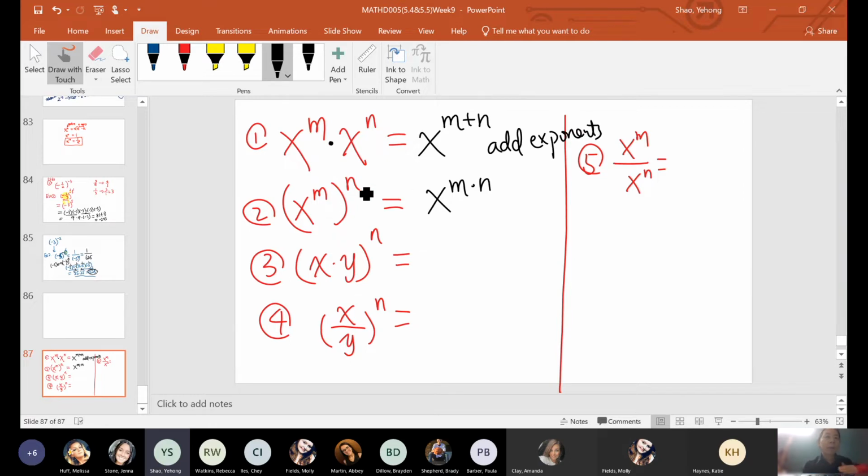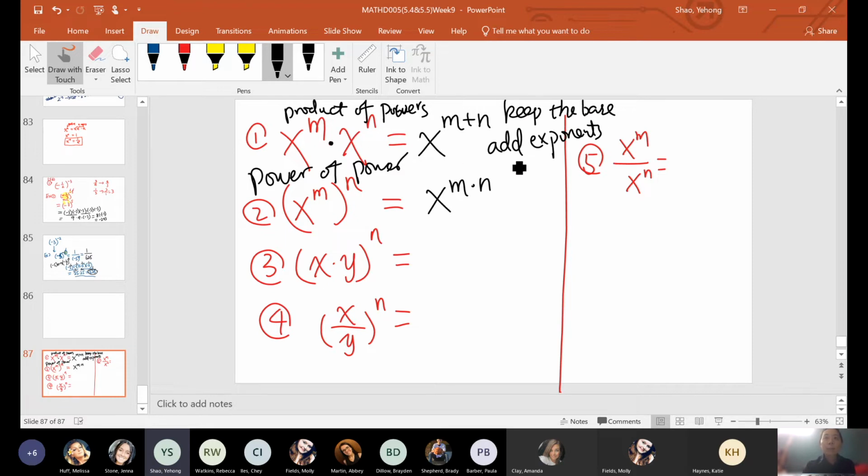But when you have an exponent of an exponent, we call it a power of a power. When you see 2 powers beside each other, it's a power of a power. The first one is more like a product of powers. In the first exam, I tested you with words like what does product mean? It means multiplication. Quotient means division, right? So this means product of powers. How do you do product of powers? Keep the base. In this case, the base is x. We add the exponents, so we add m and n.